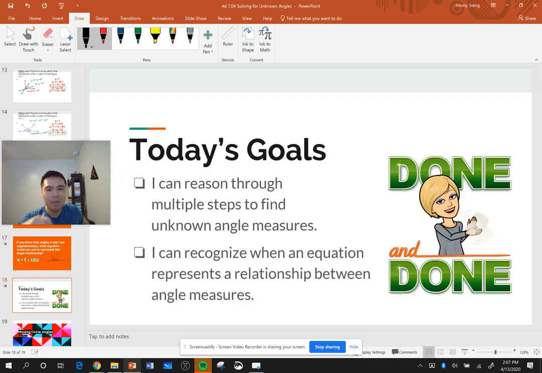So that's pretty much the lesson today. Today's goal is that we're able to reason through steps to find kind of the unknown measures. Again, we're adding everything together to get 180, right? Or we can subtract one part if we wanted to. And then we can recognize when an equation represents a relation between the measure angles, okay?